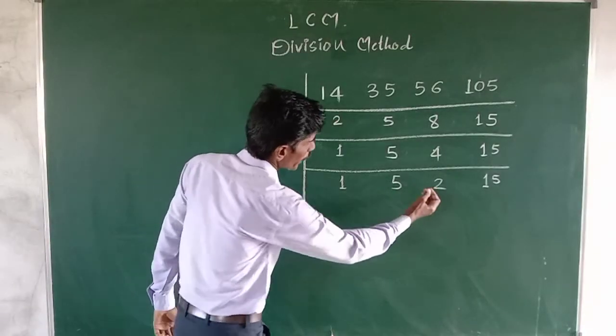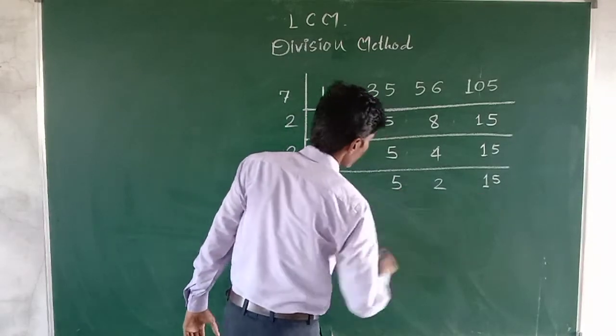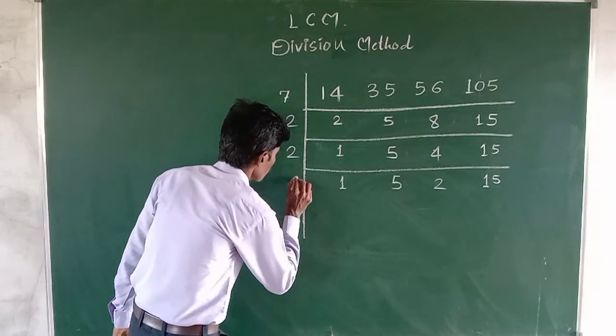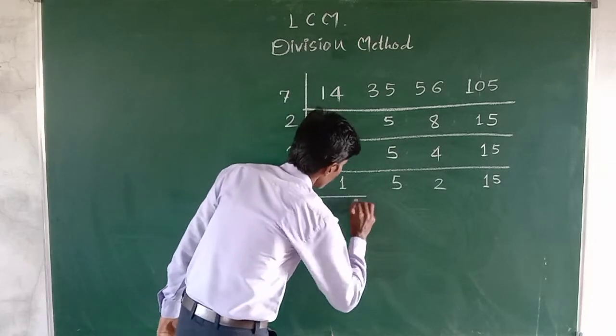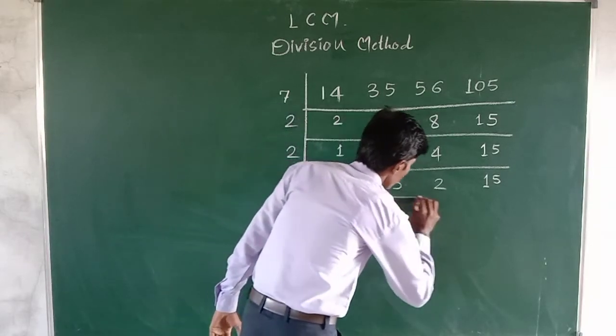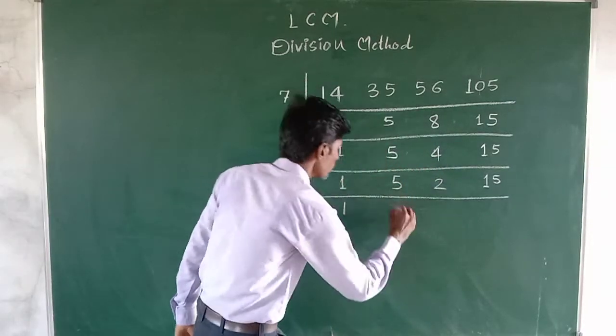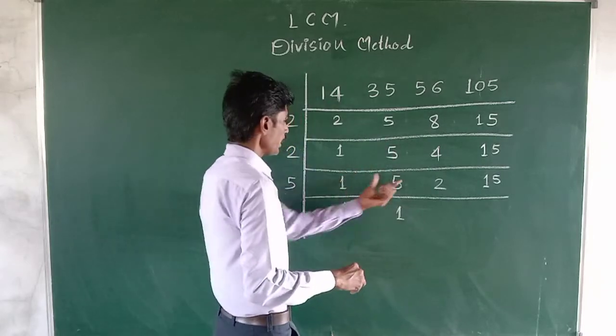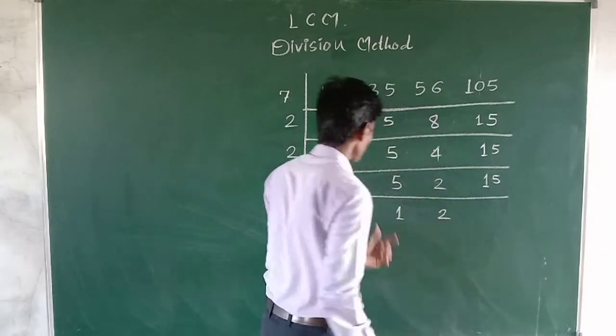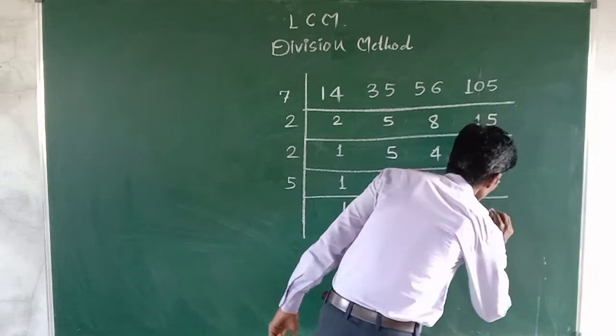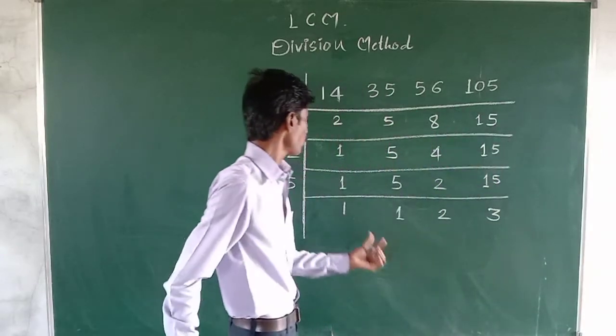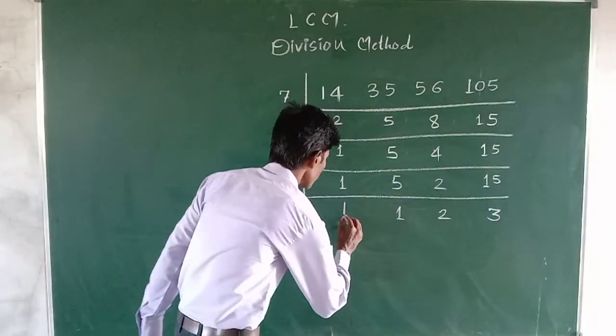Now again we can divide this 5 and 15 by 5. This 1 will come here as it is. This 5 1s are 5. Then 2 will come as it is. Then 5 3s are 15. So 1, 1, 2 and 3.